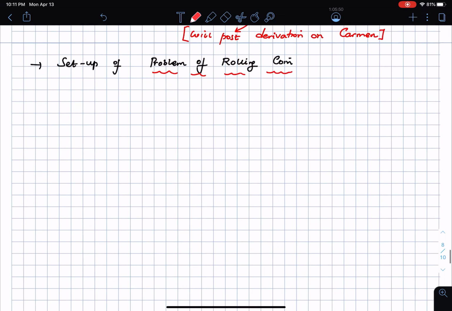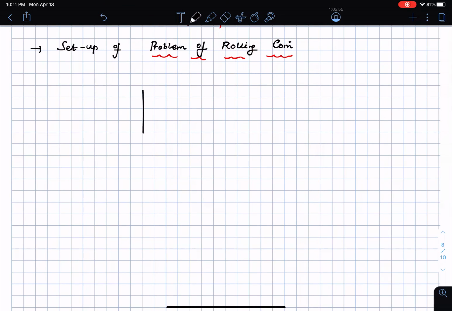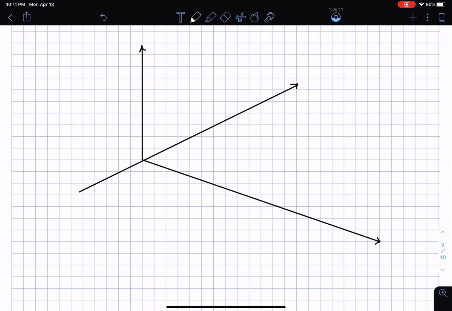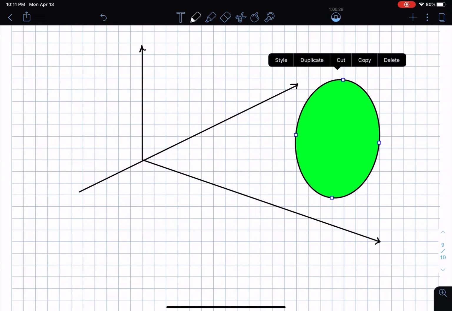Okay, so let me start off by drawing an XYZ coordinate frame. So this is X, Y, and Z. The Z axis is vertical for me here, and here is my Y direction, and the X direction right here. And let me try drawing a coin that is tilted. All right, so that looks pretty decent to me.